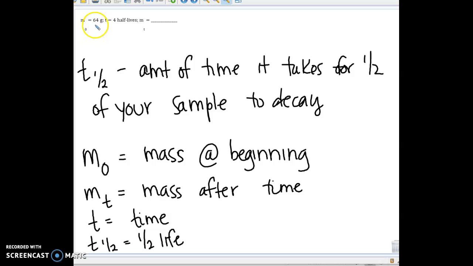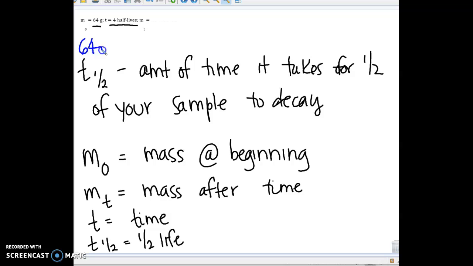So in this example, I have my M sub 0, my starting mass, and the amount of time that has elapsed, 4 half-lives. It doesn't really matter what my half-life is, I just know I have had 4 half-lives. And I'm looking for the mass after this period of time has elapsed. Now, there are formulas that you can use to work these problems, but they involve logarithms and natural logarithms. And I've found that it's a lot simpler just to make a flowchart.